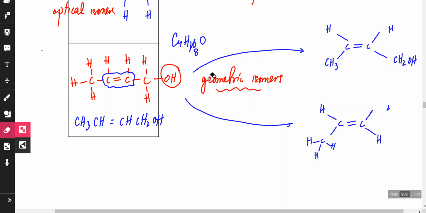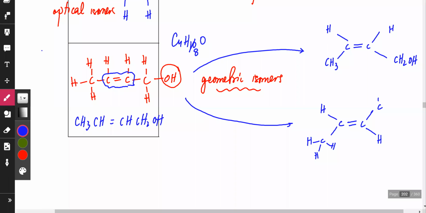don't write CH2OH. It should be C, and there would be 2 H's and OH. This is how you're going to draw it. Fully displayed, which means every single bond should be drawn. Do the same over here and over here. So that was the next part.